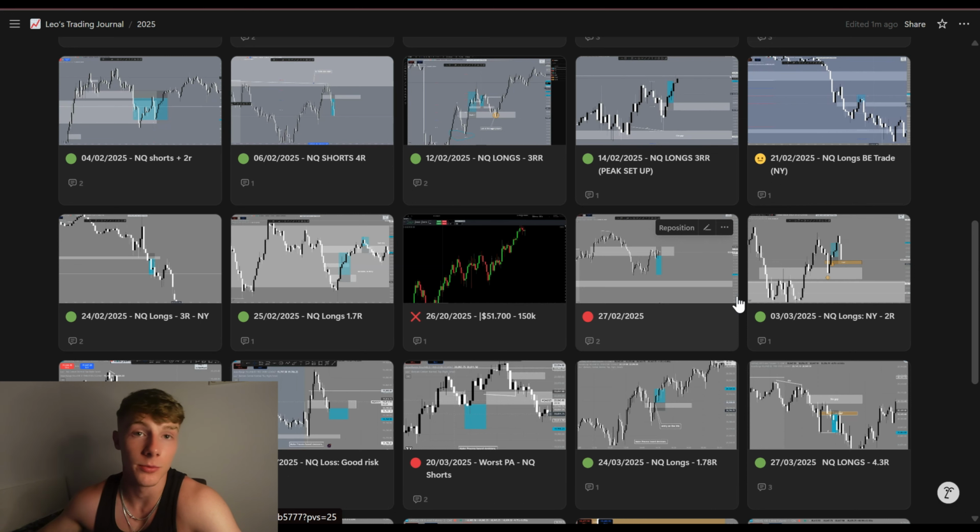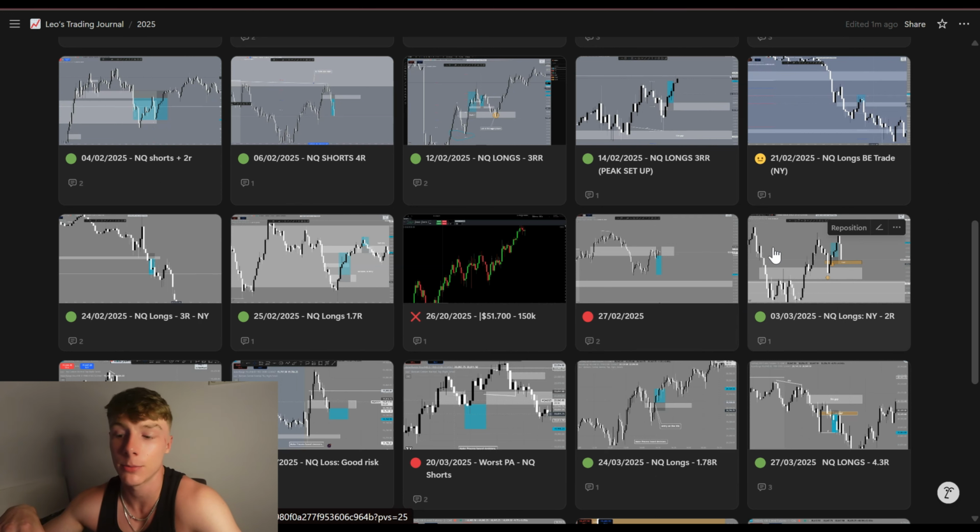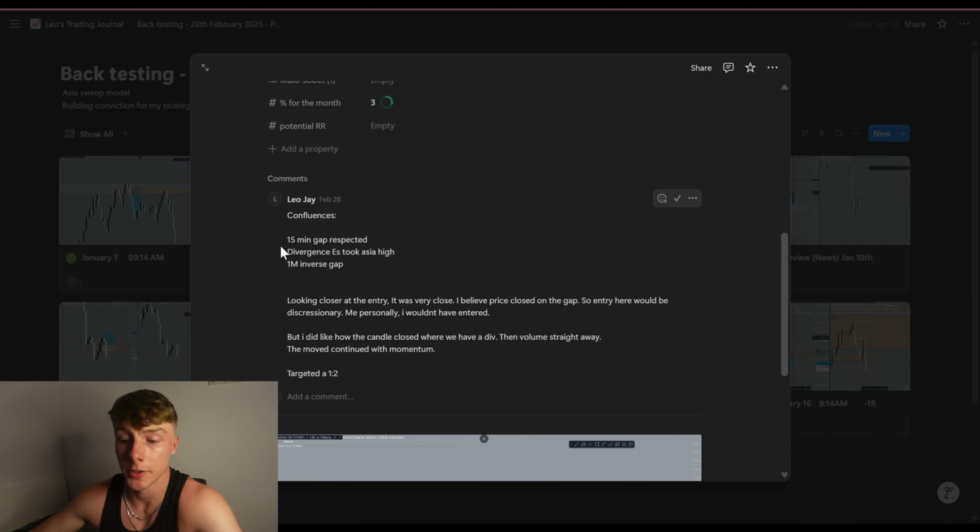So around 5 months later, I'm much more experienced with this strategy, and I've pretty much got it down to a T. So I'm going to give you a bit more of an in-depth breakdown to help you understand this much better. So let's have a little look at this trade. As you can see, for the confluence for this trade, we had a 15-minute gap respected. We had a divergence where ES took Asia high. We also had a 1-minute inverse gap.